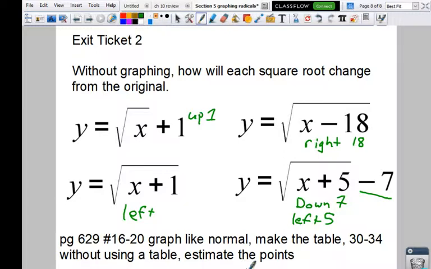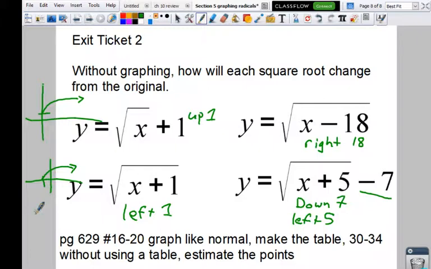Okay, so I'm going to get you guys your homework. You guys are doing 16 through 20 on the homework, and you're going to graph it like normal. You're going to make a table, and you're just going to graph it like the first ones we did. But on 30 to 34, you're not going to make a table. You're just going to graph it based on what happens. For example, on this one right here, if I were to graph this first one without making a table, I'm going to say, hey, that's going to go up 1, right? I'm going to just make it go up 1 and start. This one is going to go left 1. So if I were to graph it by hand, I'm just going to go left 1 and make my graph like that.